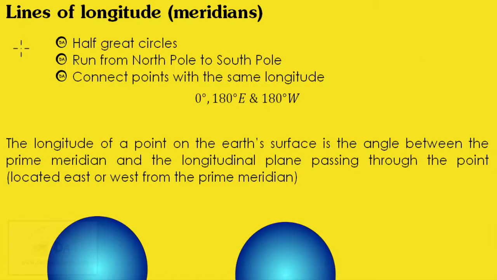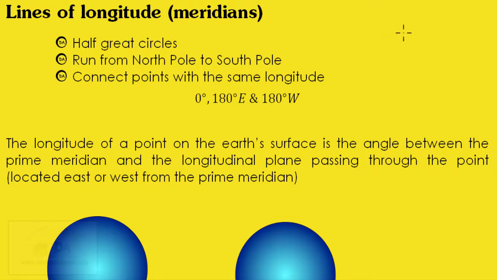So the other thing we need to determine, to pinpoint exactly the location of a point, is a line of longitude. So we're going to focus on lines of longitude, also known as lines of constant longitude. These are also known as meridians. And these are half great circles. And what does that mean?